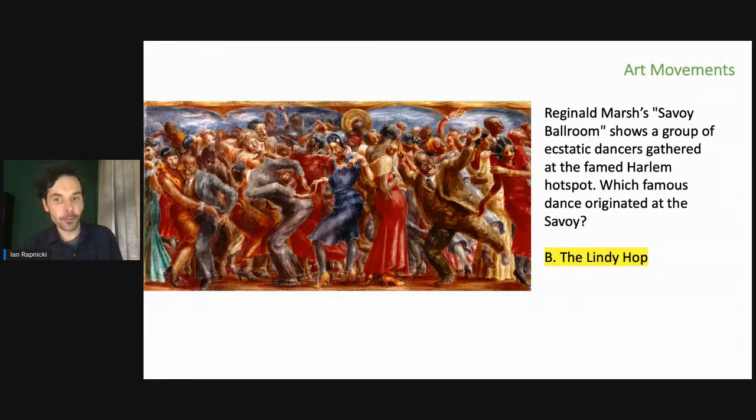The Savoy Ballroom was located in Harlem from 1926 to 1958. Many dances, such as the Lindy Hop, which was named after Charles Lindbergh and originated in 1927, were developed and became famous there. And unlike many ballrooms, like the Cotton Club, which was another famous club at the time, the Savoy always had a no discrimination policy. It was said that patrons were judged on their dancing skills and not the color of their skin.